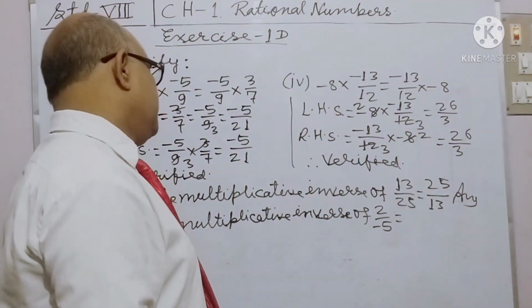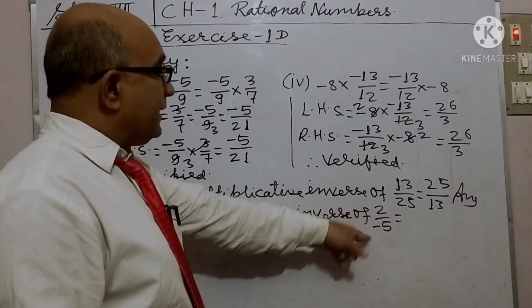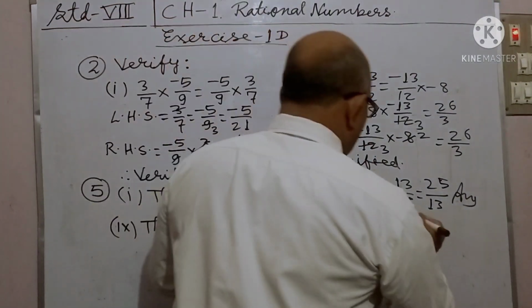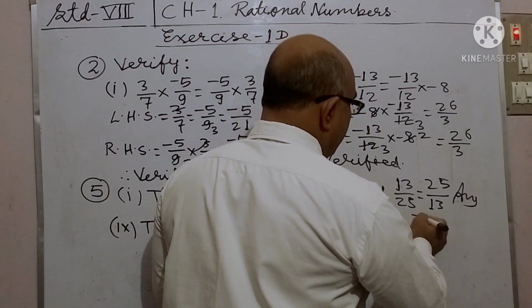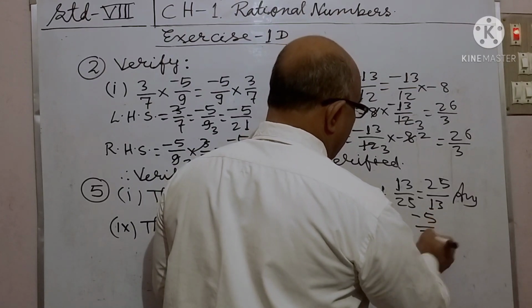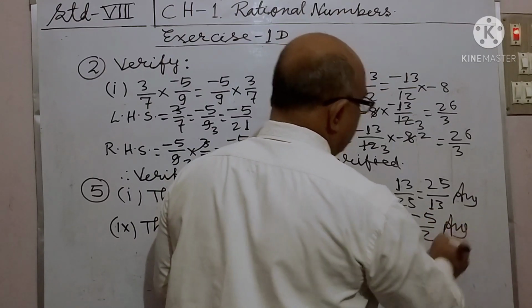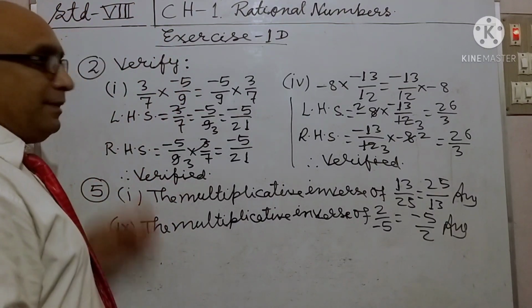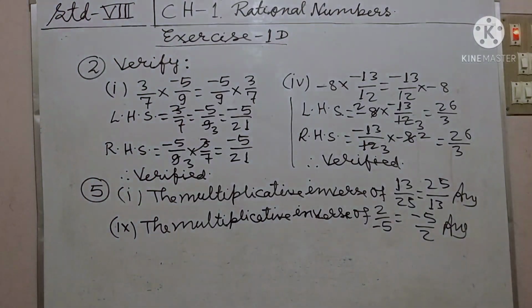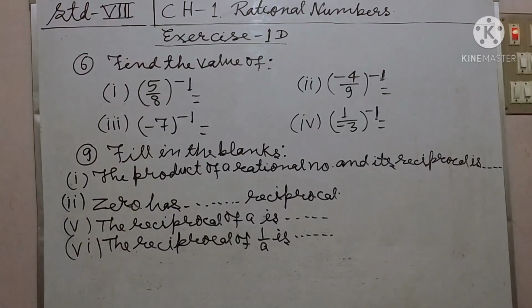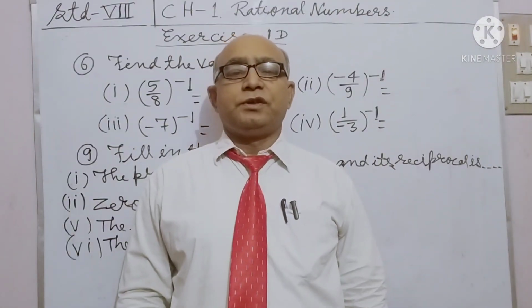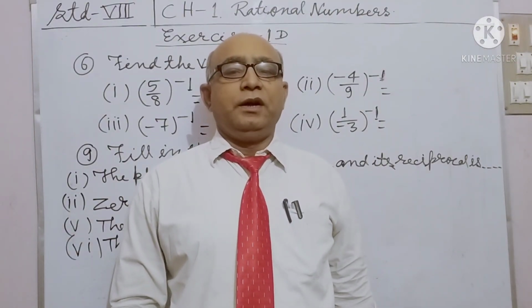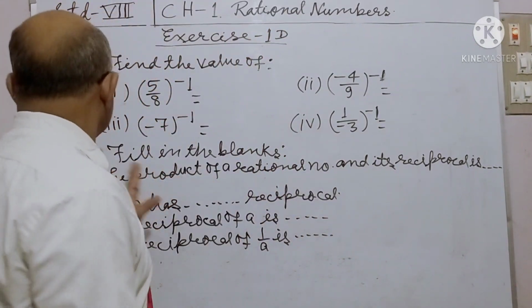And the multiplicative inverse of 2 by minus 5. Change it in standard form: minus 2 by 5. So the multiplicative inverse of 2 by minus 5 equal to minus 5 by 2. Answer. Students, understand and write it. Students, next questions of exercise 1D are written on this board.